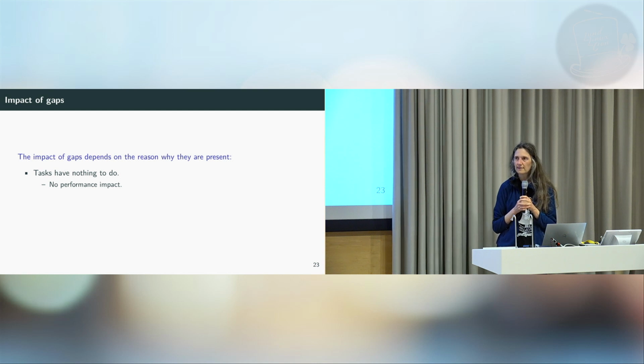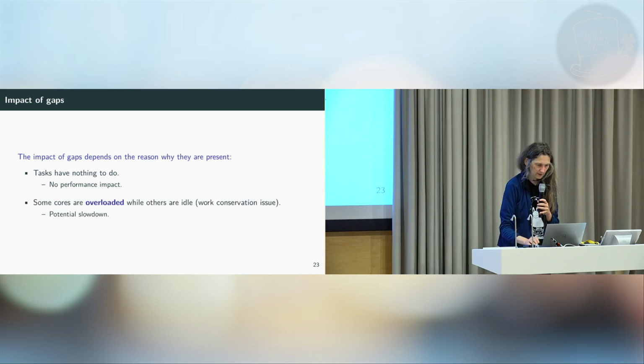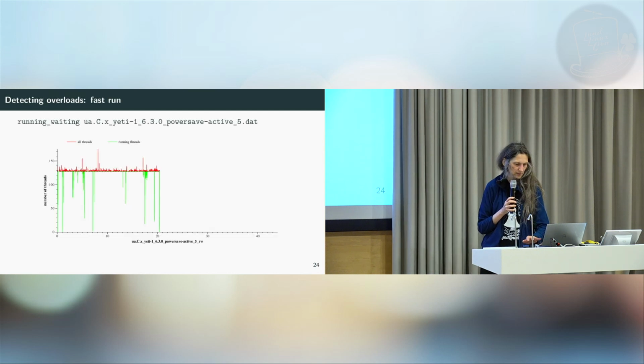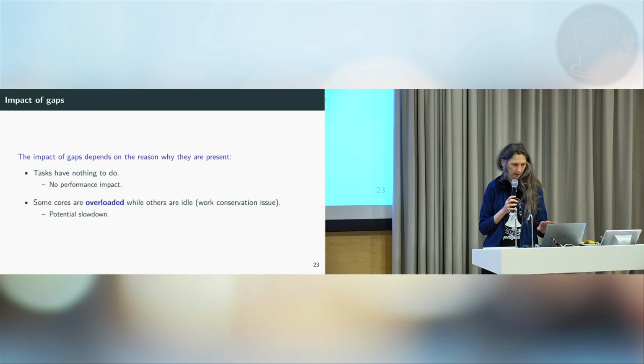In some cases, certainly some applications, if you make some traces, some places will be white because there's just nothing that these threads have to do. Then there's no performance impact. That's just how things are. The other situation is that some cores are overloaded and some other cores are idle. That's what I mentioned before about work conservation, and this will cause a potential slowdown. So now we have this hypothesis, we want to see: are things overloaded, is that our problem, or is the situation something else?